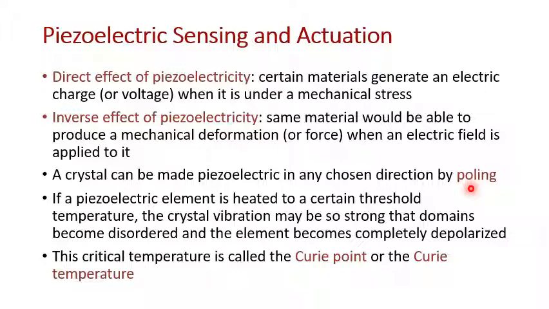a permanent deformation. Now, the crystal can be depolarized either by mechanical means or thermal means. So if the piezoelectric crystal is heated to a certain threshold temperature, the vibration may be strong enough that the domains will become disordered and the element becomes depolarized. So this critical temperature is called the Curie point or Curie temperature. So the safe operating point for a material is halfway between 0 and the Curie point.